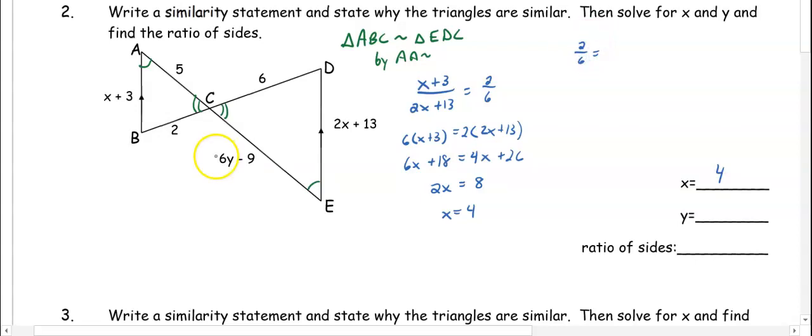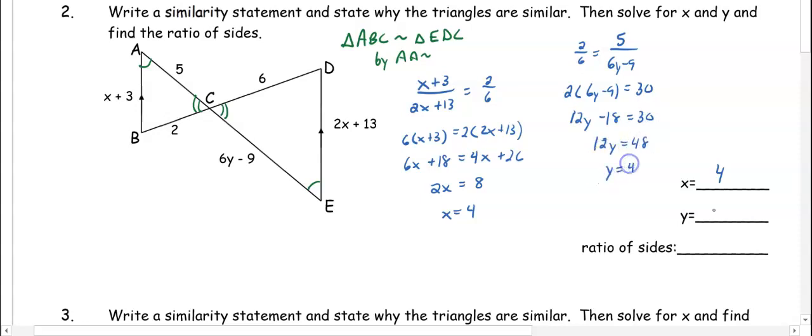Then to solve for y, I'm going to keep the ratio of 2 over 6, and I'm going to use the sides with the y. So I would have 5 over 6y minus 9. So we have 2 times 6y minus 9 is equal to 30. 12y minus 18 is equal to 30. 12y is equal to 48. So y is also 4. Then for our ratio of sides, if we used triangle ABC to EDC, I need a side from ABC, so I'm going to pick 2 over a side from the other triangle, which is 6. So this reduces to 1/3.